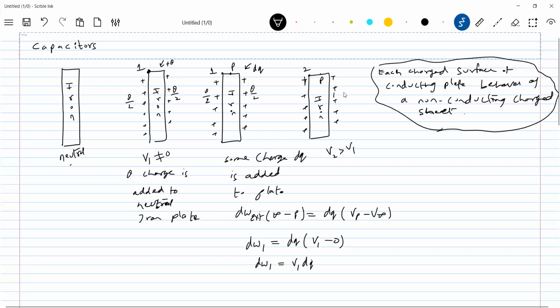The second time I had to add a charge, the same amount of charge. How much work should I do? V2 into dq. Got this idea now? Every time I add a charge, I have to do work, no? And that work keeps on increasing. For the nth time I add charge, definitely I should do more work.